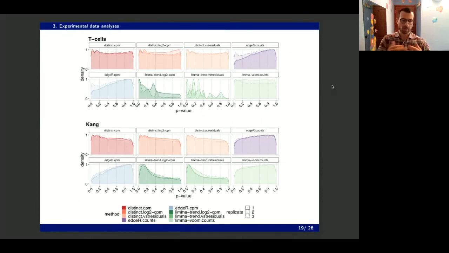And here are the raw p-values from the methods. Going from the most conservative to the least conservative, you have Ejar and Lim-Mavu, which appear to have very conservative, uniform, or even inflated towards 1 p-values. Distinct has a marginal inflation of false positives in the Kang dataset, which decreases in the T cells, leading to almost uniform p-values, while Lima-Trend has a significant increase of false positives in both.